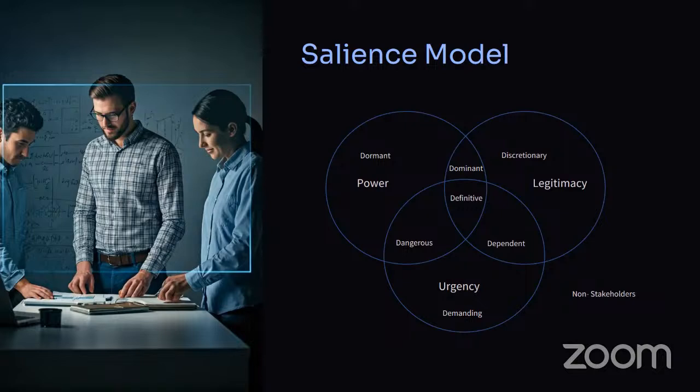Dependent stakeholders. Then come definitive stakeholders. These definitive stakeholders have high power, high legitimacy, and high urgency. When it comes to a new product launch, we can say the CEO would come under this category, the definitive stakeholders. Then come the dangerous stakeholders.